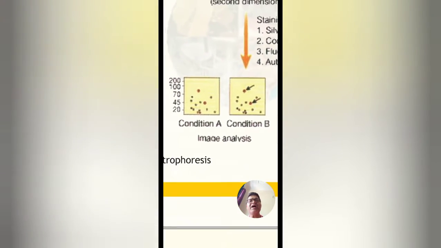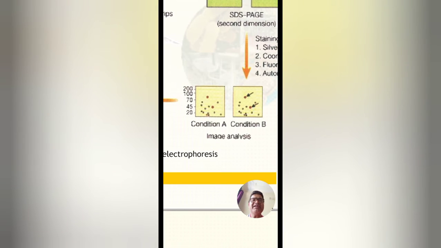Sequencing purpose. Then after isolation of protein from the gel or particular spot, we proceed for MALDI-TOF. Do you know what is MALDI-TOF? Matrix assisted laser desorption ionization.